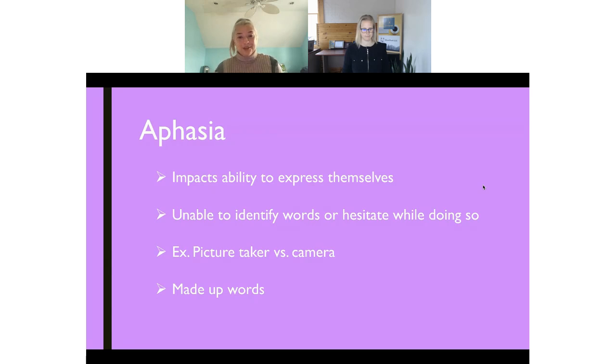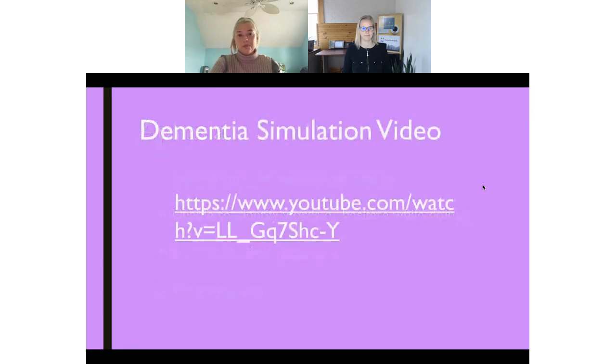So a picture taker versus the camera, they might try and find the word for camera. They can't think of the word camera, so they'll say, the picture taker. Again, that's the brain not being able to fully identify or put together the words. Or they might even make up words. Again, picture taker, kind of a made up word. You get what they're getting at, but it's not the right word we're looking for.